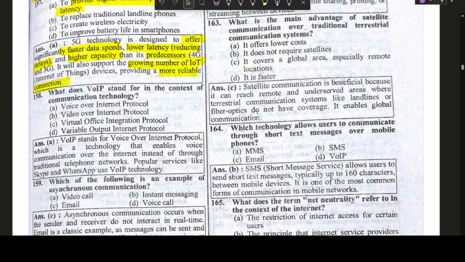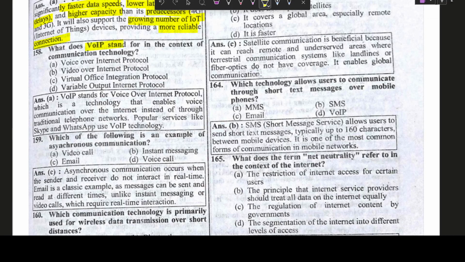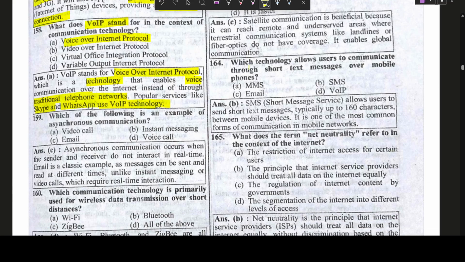What does VoIP stand for? So VoIP stands for Voice over Internet Protocol, which is a technology that enables voice communications over the internet instead of through traditional telephone networks. Popular services like Skype and WhatsApp use Voice over Internet Protocol.